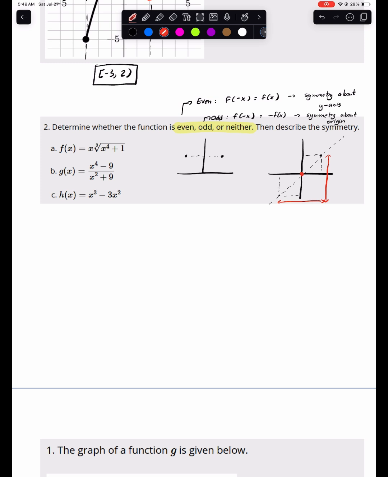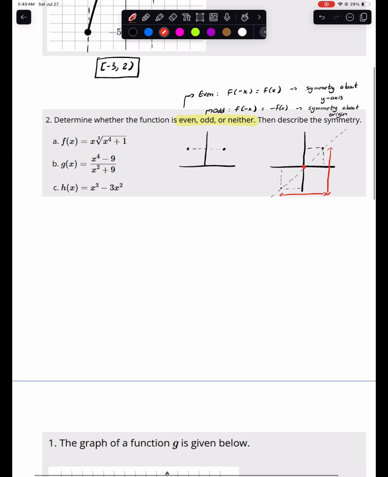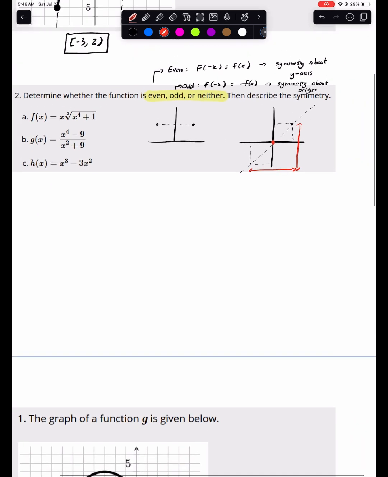Okay. Now, if neither of these conditions are met, then it's neither. There's no symmetry. Okay. Well, it's not necessary that there's no symmetry, but yeah, there's just no symmetry.